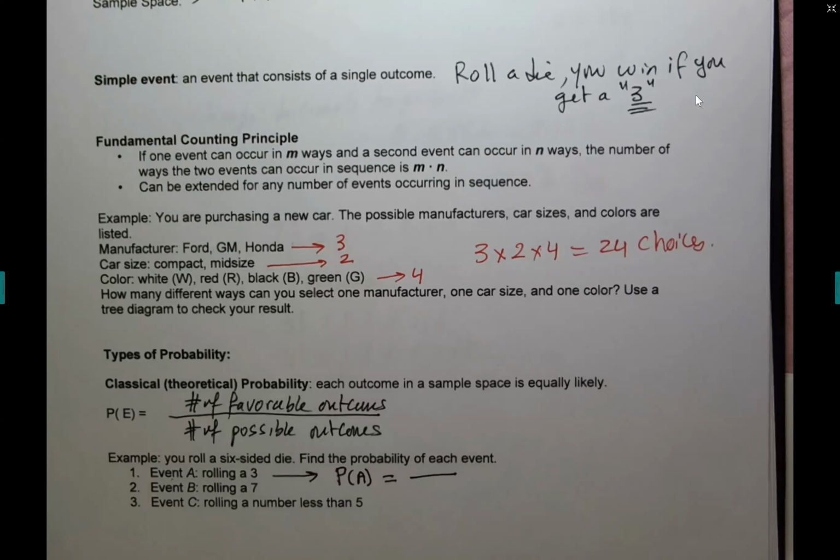If you roll a 6-sided die, guys, what's the chance of getting a 3? How many 3s are there on the die? 1. Out of how many? How many faces altogether? 6. Yeah, so the answer is 1 out of 6.